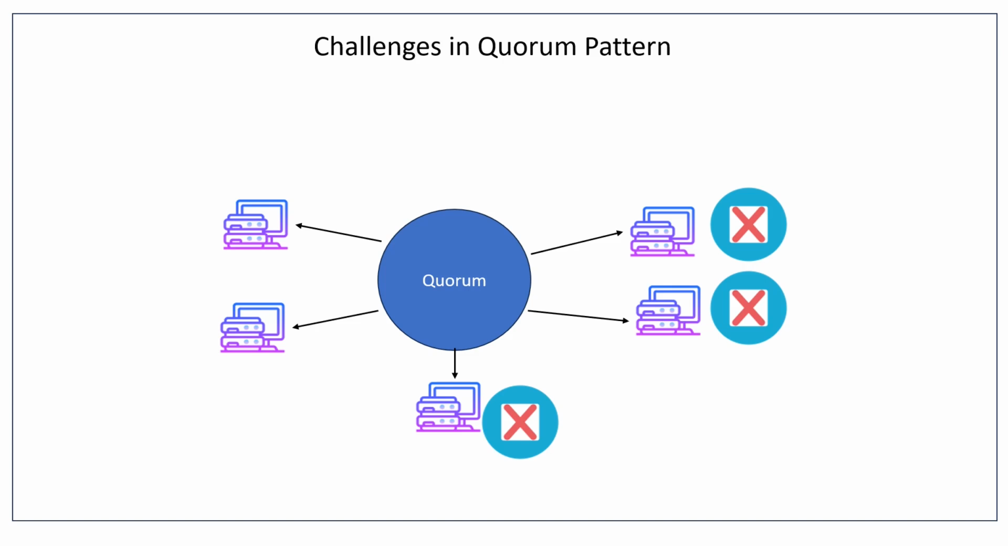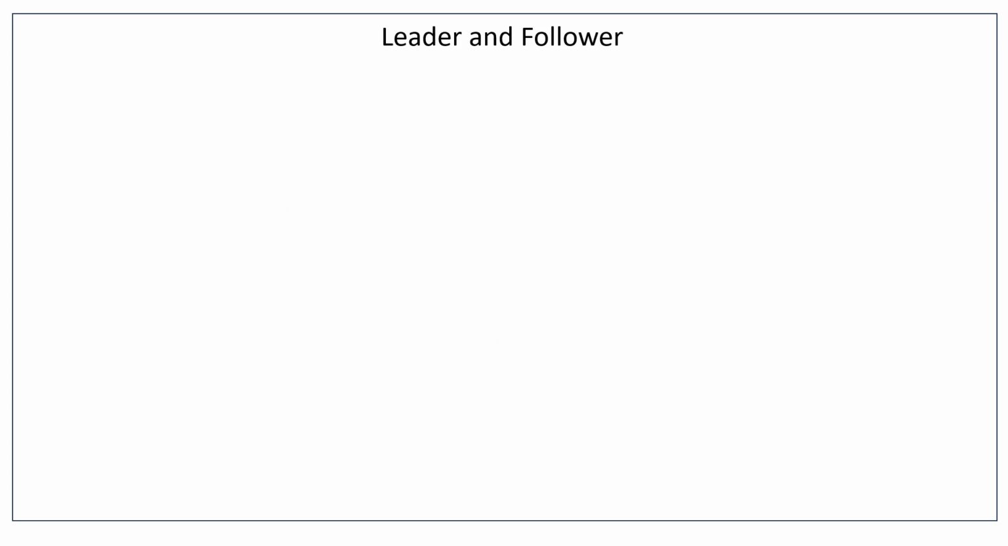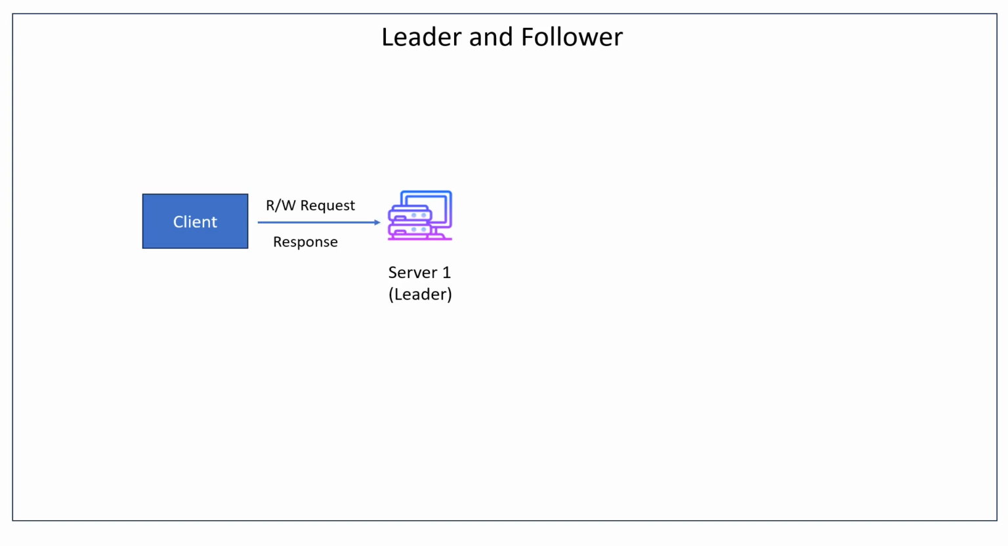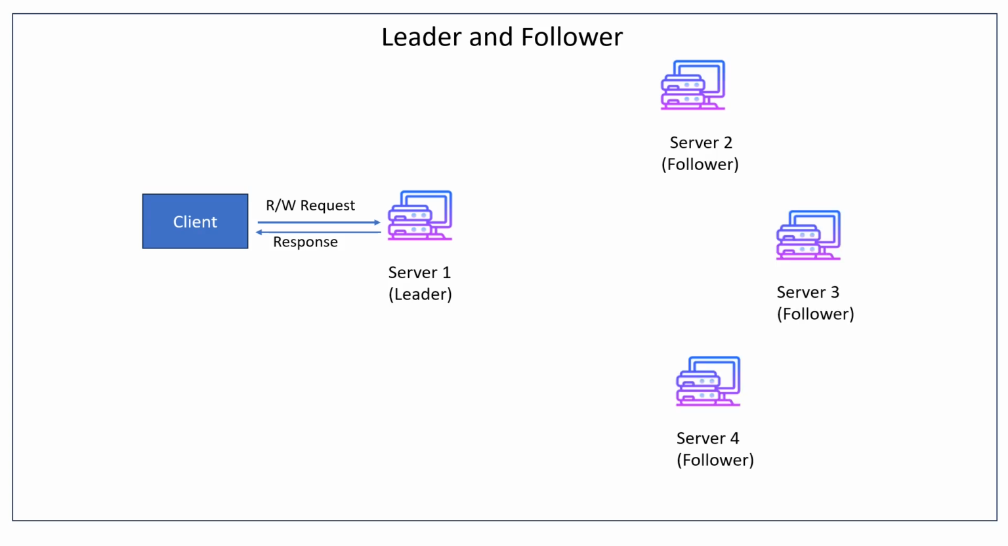To solve this problem, instead of using the quorum pattern, we can utilize the leader and follower pattern. In this, if we have a client, we have one server which becomes the leader. That server is the leader, and all the requests for read and write go through that server only. There might be other servers in that cluster, and they become the followers, and whatever replication is happening, it is happening via the leader only.